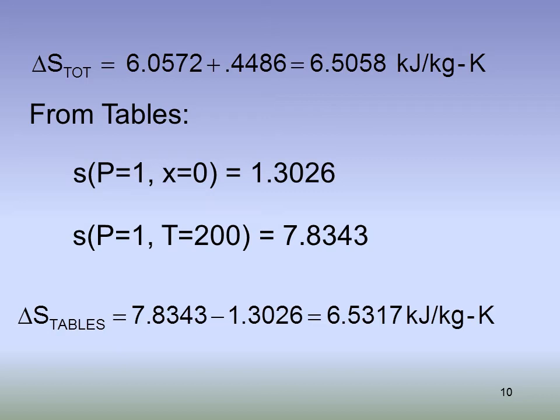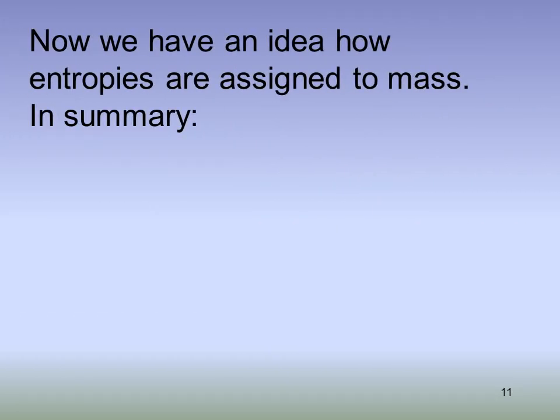There are some differences based on assuming, first of all, that it was an ideal gas. The pressure is pretty low, so it should be an ideal gas, but also we took a value of CV that could be changing. If we wanted to be more precise, we could integrate it and get even closer values. So calculating it with equations or looking it up from your tables, very much the same value. Okay, now we have an idea how entropies are assigned to mass.